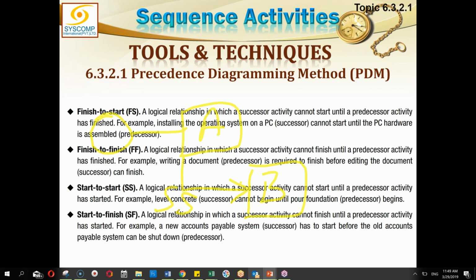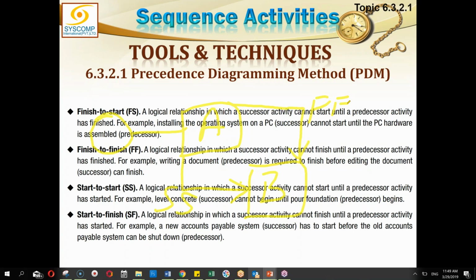Then we have got finish to finish. And very simply put, in that case, it would be an arrow coming out of A's finish and entering into B's finish. This is finish to finish relationship. That means A must have finished as if B can finish. Meaning what? We are not putting any restriction on the start of B. B can start anytime. You got it? B can start anytime. But B is restricted not to finish its job until and unless A has finished.